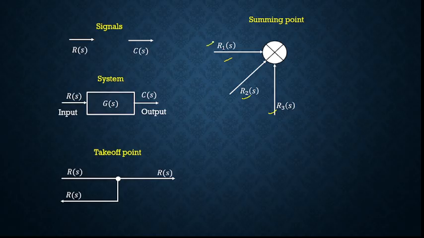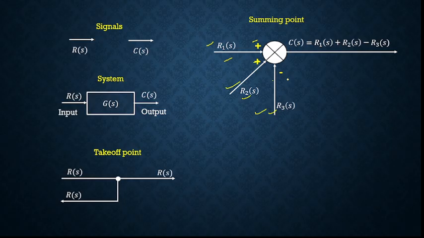R is always the terminology used in control system to represent the input, and the signs here can change. This can be plus, plus, plus, this can be plus, plus, minus, minus, minus, plus, anything can be there. Based on that sign, the output will be generated as C of S is equal to R1 of S plus R2 of S minus R3 of S. This is the summing point that is used for representation of multiple inputs given for addition or subtraction for a system.